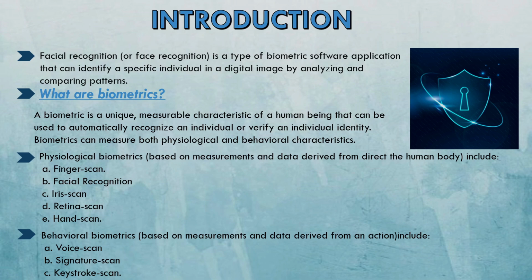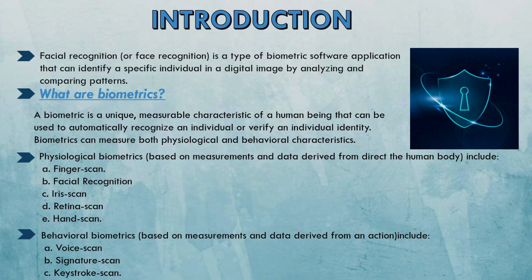So what is biometrics? Now we will discuss the concept of biometrics. Biometrics is nothing but unique characteristics or measurable things of a human being, that can be finger scan or facial recognition, iris scan, retina scan, hand scan. These five are physiological biometrics. These are based on the human body.